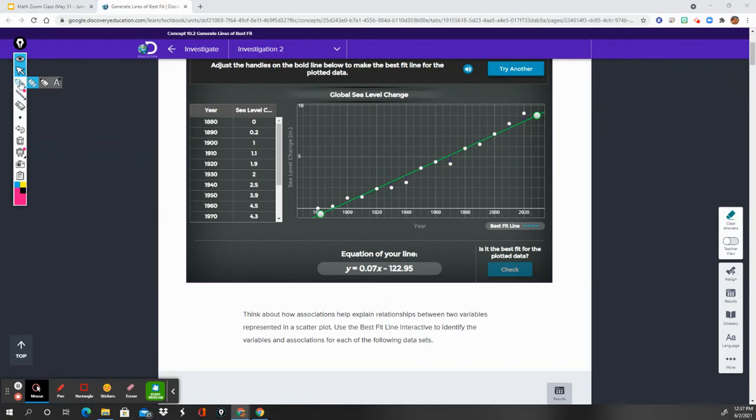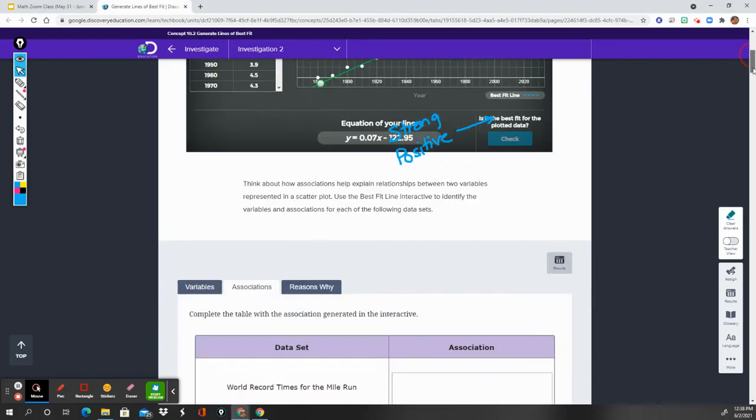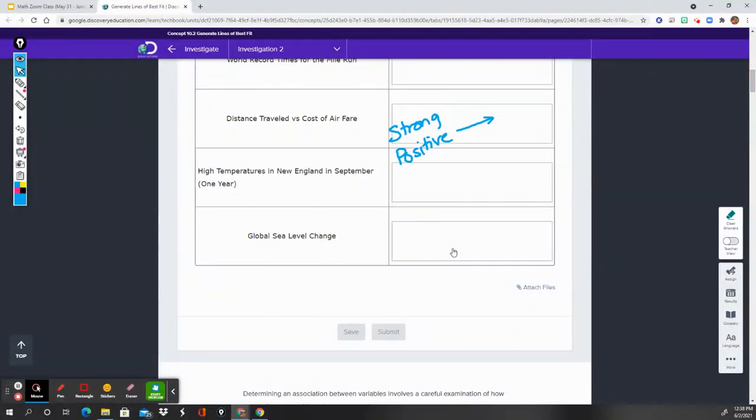Well, I can tell it's definitely positive because it's going up. It's like going uphill. And then it's pretty tight in. So these points, I would say it's a strong positive correlation. That's what I would write for my answer here.